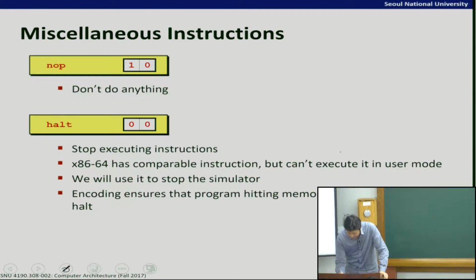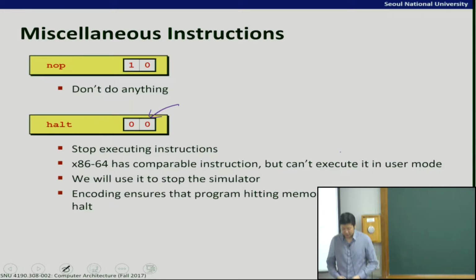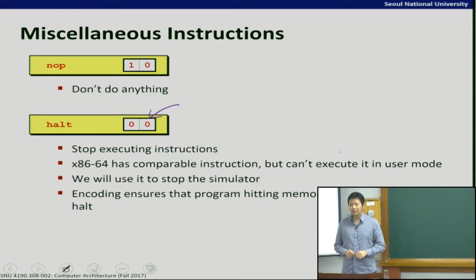And there's an interesting encoding decision. They decided to encode the halt instruction with 0, 0. And the reason was, this encoding ensures that the program hitting memory initialized to 0 will halt. So what does it mean? Whenever, let's say you boot up your system, then in many cases, your memories are all initialized to 0. And then somehow you jump to some uninitialized region of your program, maybe by mistake, then it actually immediately halts the system, because generally memory values are initialized to 0. It's kind of for safety.